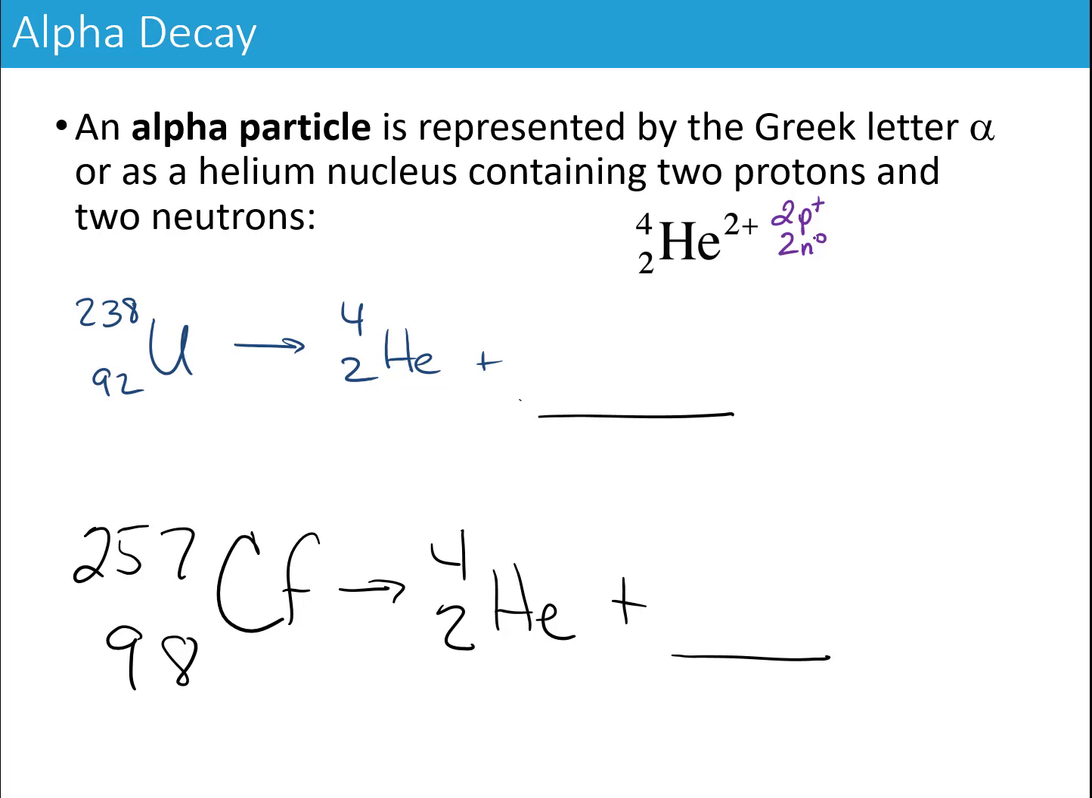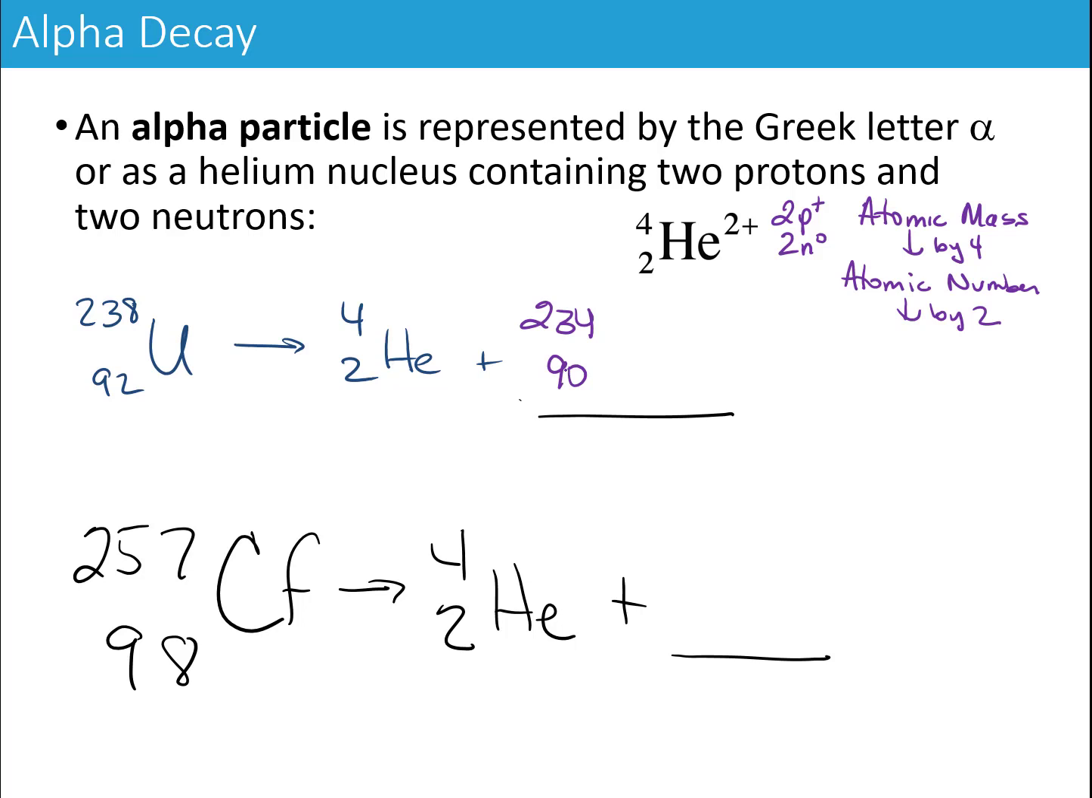It goes from 238 to what? To 234. So the atomic mass will decrease by 4, because there's the 4 at the top. So this would be 234. The atomic number, since it spits out 2 protons, will decrease by 2. So from 92, it's now 90. So the top number drops by 4, the bottom number drops by 2.